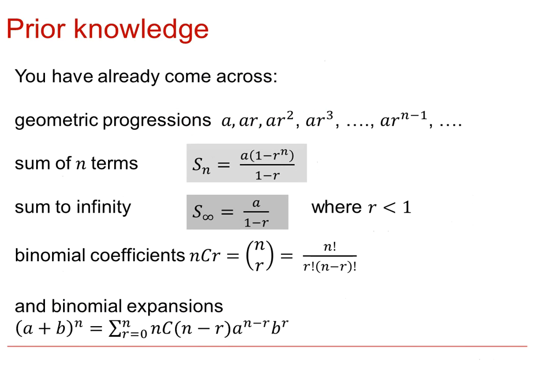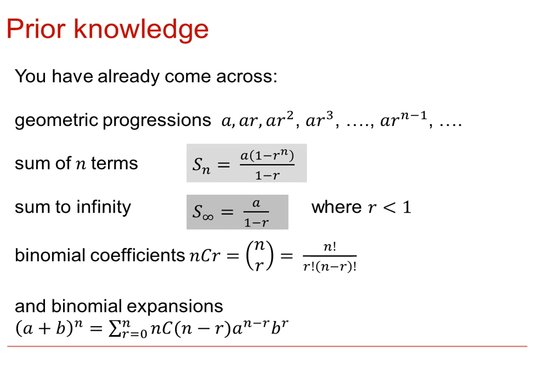In previous videos you have already come across geometric progressions of the form a, ar, ar squared and so on, where a is the first term and r is the ratio. Please don't confuse this with r used as the modulus of a complex number. For these geometric progressions, we have formulas for the sum of n terms and the sum to infinity, noting that the ratio must be less than 1.